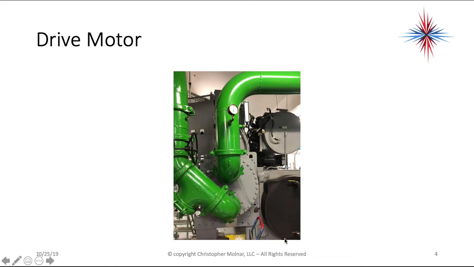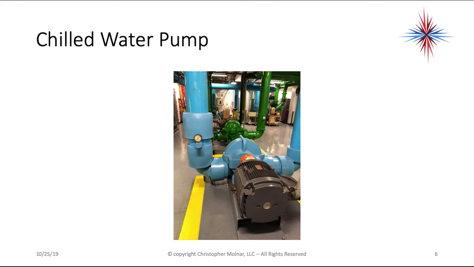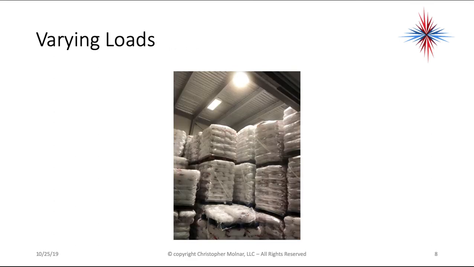And we see them connected to the chiller drive motors because, again, a chiller is a big component, but we specifically see them on the drive motors. We see them on condenser water pumps. We see them on the chilled water pumps coming out of the system. We can see them on ice machine chillers as well. We see them in any environment where we need to have varying loads.